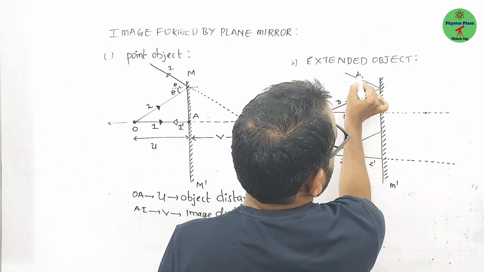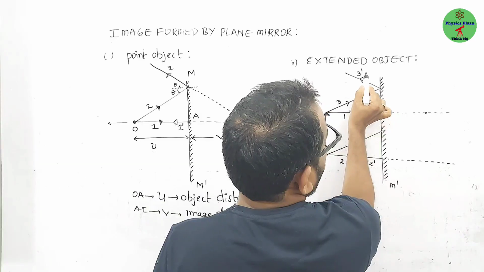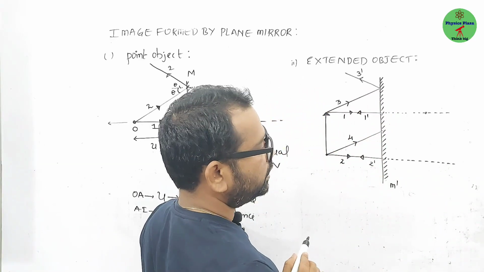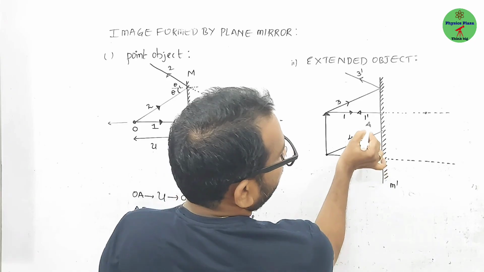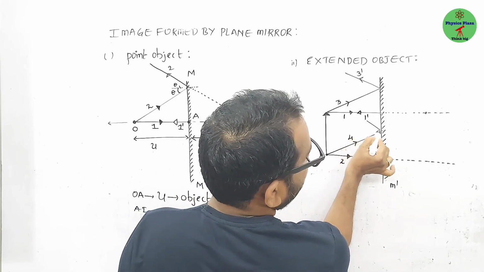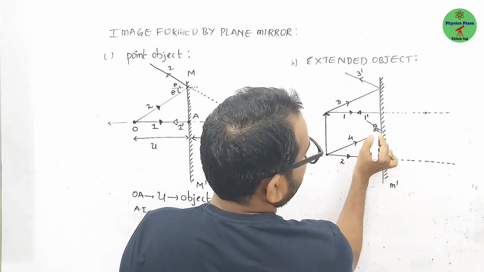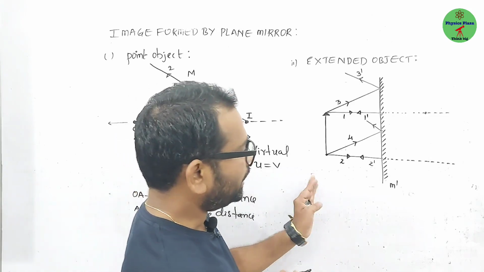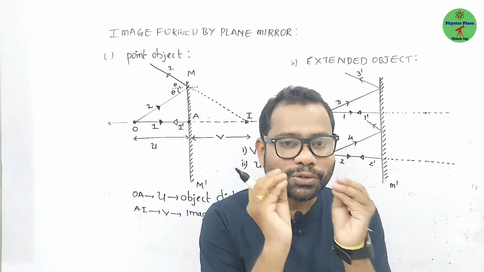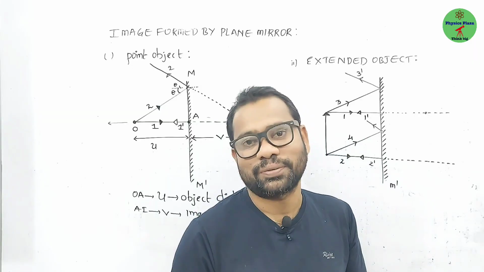So this is 3 dash, which means what? Reflected ray of this third light ray. Reflected ray of what, children? The third light ray. And this also gets reflected. It is 4 dash. Here why did I give a number? So that you should get clarity. You should not have confusion.